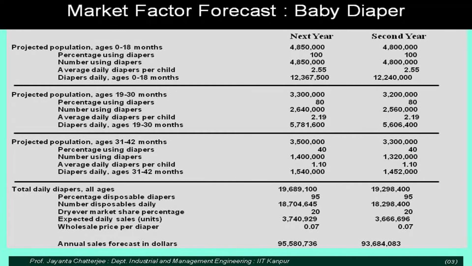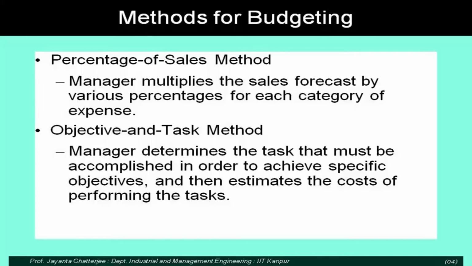If you now aggregate all of these, then you will be able to come to a sales forecast in dollars, rupees and so on for the total number of diapers. I mean, first you get the number of diapers, and then multiplied by unit sales price, you can get some forecast in dollars or rupees. Okay, so this is one of the methods. I will discuss some of the other methods shortly.